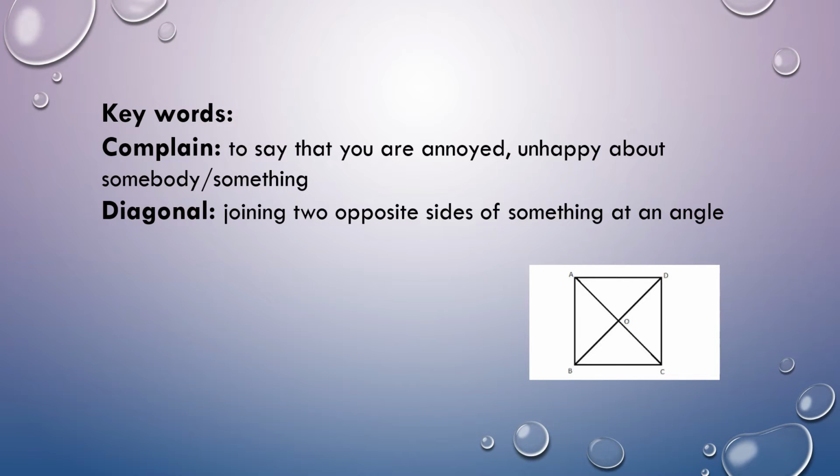Diagonal, look at this picture. This is a diagonal line. It means joining 2 opposite sides of something at an angle. This is called diagonal. A to C or DB. This line DB is a diagonal line.